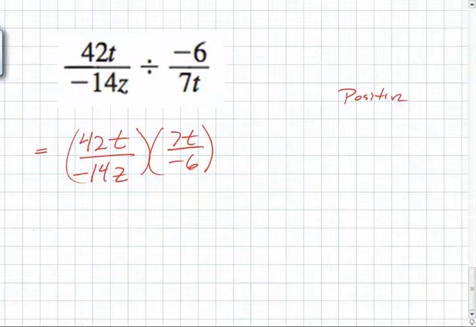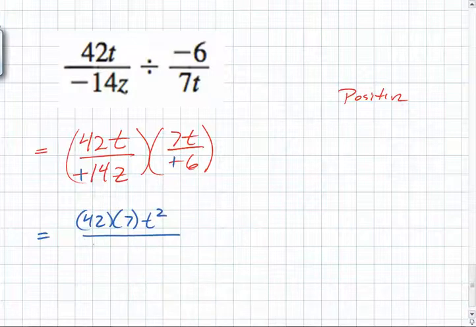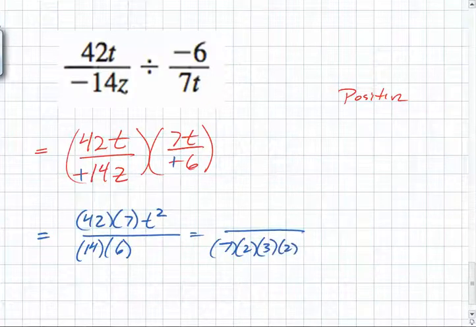We now have to do a little bit of simplification. We know we can cancel out the negatives because we have a negative times a negative, so we can make these positive. And then we can simplify the fraction. So we have 42, group it together, times 7t times t is t squared over 14 times 6. Now we just have to figure out our common factors. 14 is the same thing as 7 times 2, and 6 is the same thing as 3 times 2. On the top, we know that 42 is the same thing as 6 times 7. And then we have the extra 7 and the t squared.